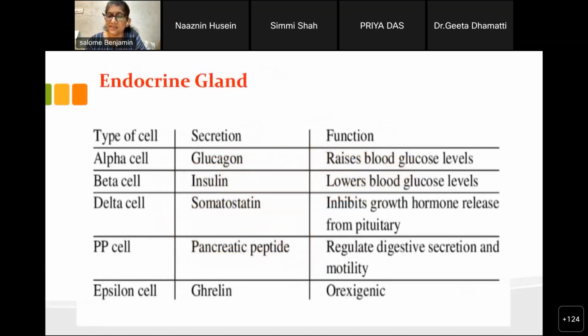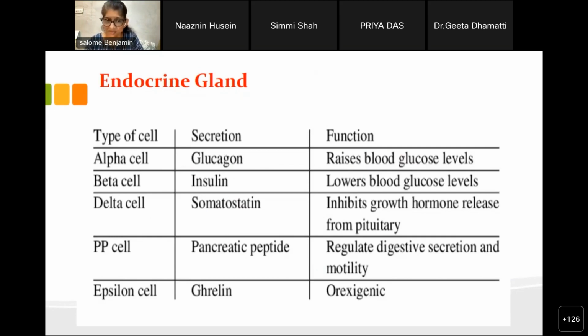So here we look at the pancreas as an endocrine gland. And we know there are alpha cells which secrete glucagon, whose main function is to raise blood glucose level. Whenever the blood glucose level goes down, we give a glucagon injection to hypoglycemic patients to raise the blood glucose level. The beta cell secretes insulin and lowers blood glucose.